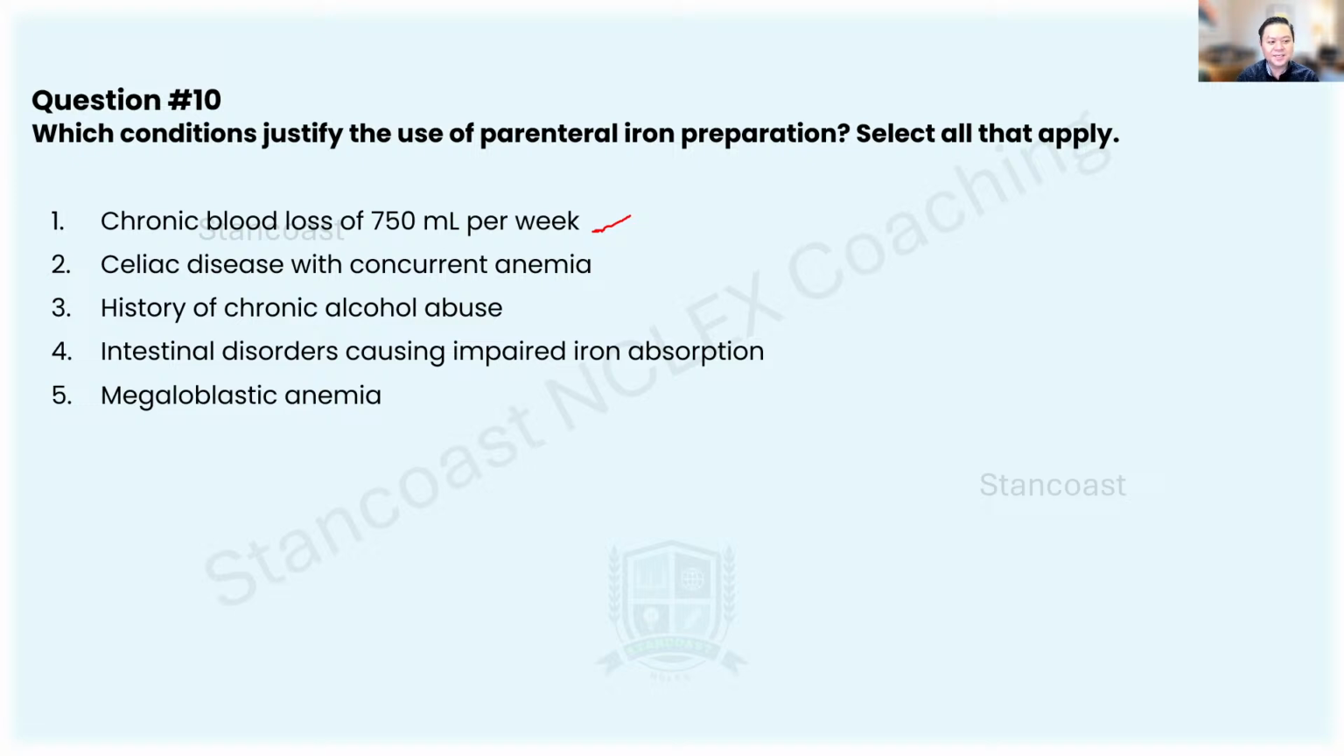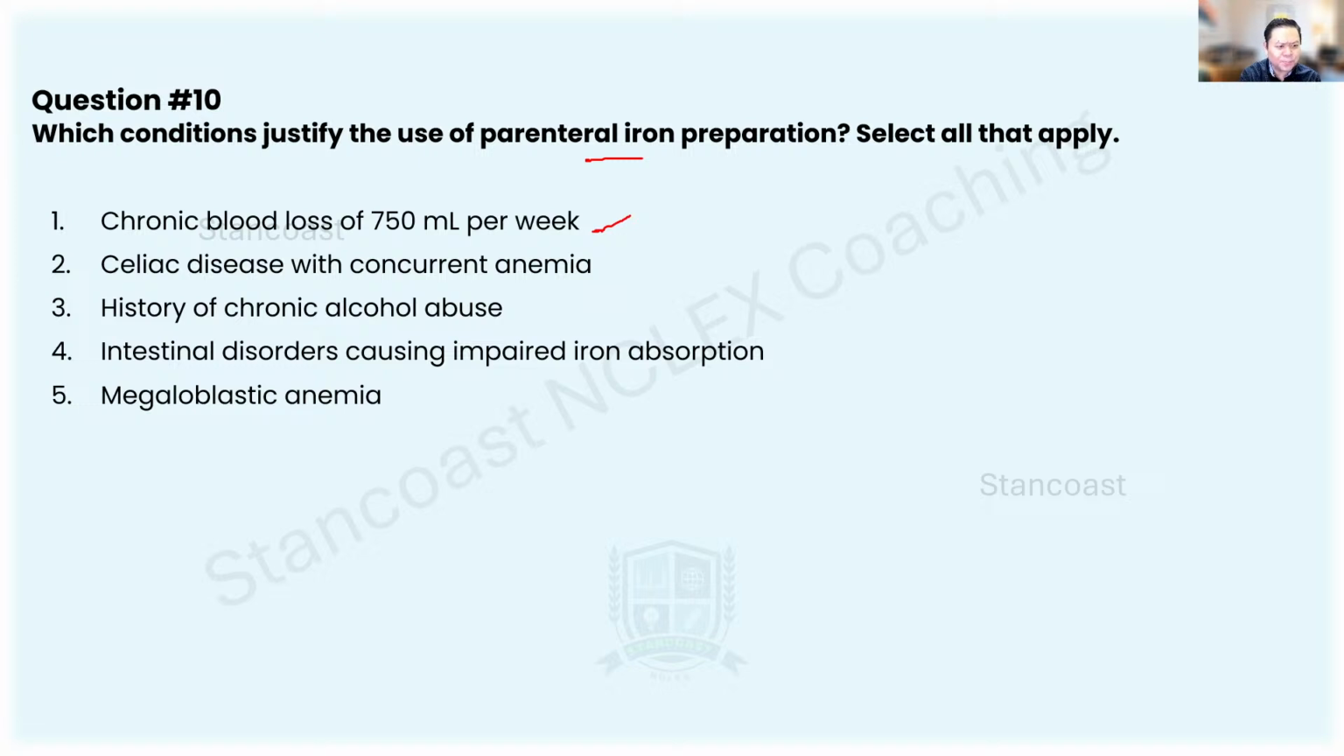2, celiac disease with a concurrent anemia. 3, history of chronic alcohol use or alcohol abuse. 4, intestinal disorders causing impaired iron absorption. 5, megaloblastic anemia. I repeat, the question states, which conditions justify the use of parenteral preparation?